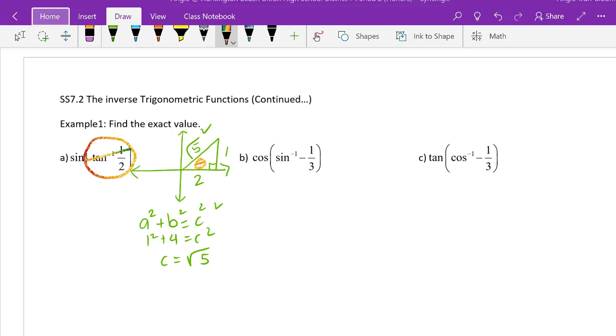The final stop is really for me to find sine of that theta. Would you agree? Yes. I have this beautiful picture. Let's call it theta. So what's sine of that? 1 over rad 5. Can I leave that as an answer? No. So it's really rad 5 over 5. And that's how we do it.